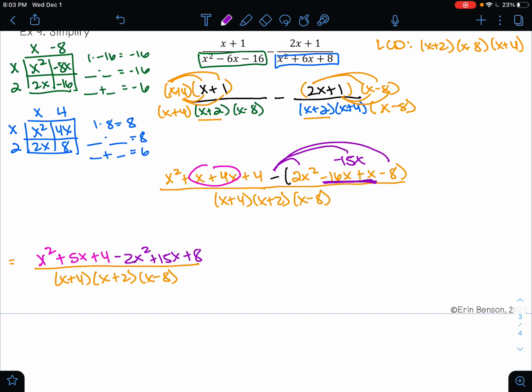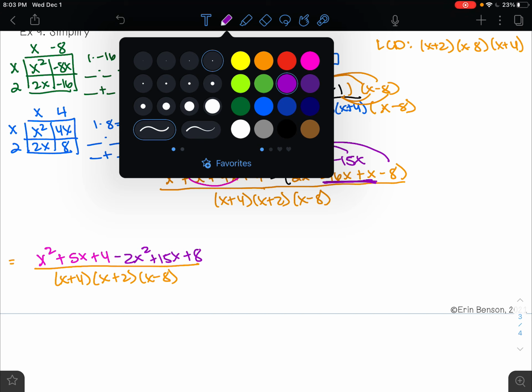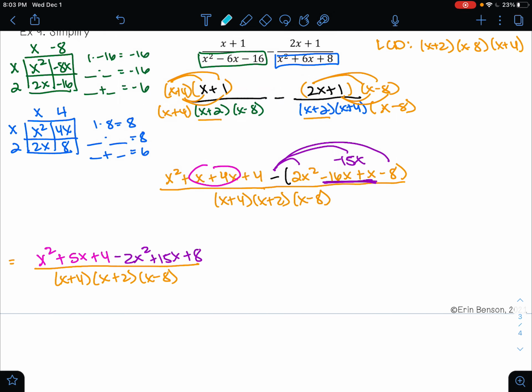So from here, I am going to go ahead and combine like terms. And so my denominator is still x plus 4 times x plus 2 times x minus 8. And in my numerator, x squared minus 2x squared is negative x squared. 5x plus 15x is 20x. And 4 plus 8 is 12. This is my answer.